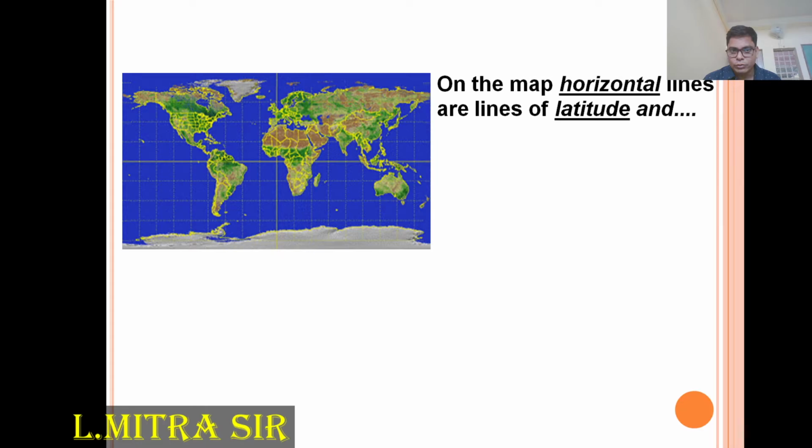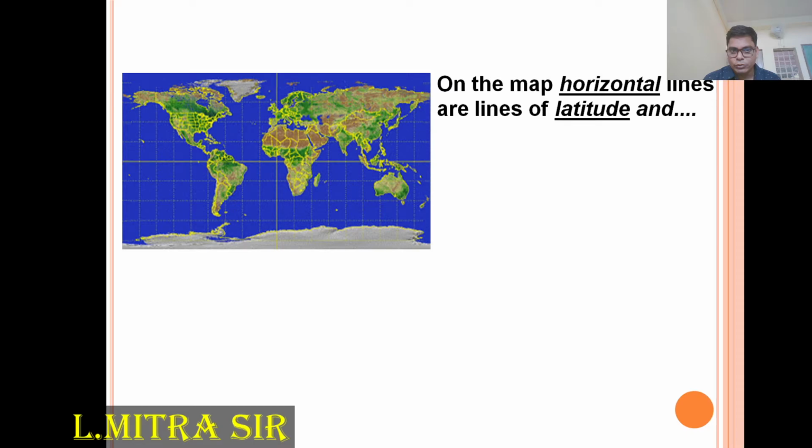Perhaps you know the prime meridian divides our earth into two equal parts, the eastern hemisphere and the western hemisphere. This is the equator, this is the prime meridian. One by one we are going to show you. North of the equator are the north latitudes. South of the equator are the south latitudes. This you have to memorize one by one.